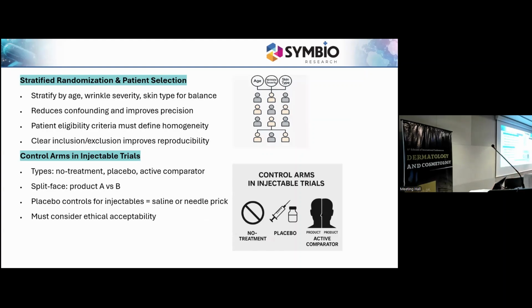So, control arms in clinical trials. There can be 3 types, as we discussed. One could be no treatment, placebo, or active treatment. Split phase can be product A and product B.